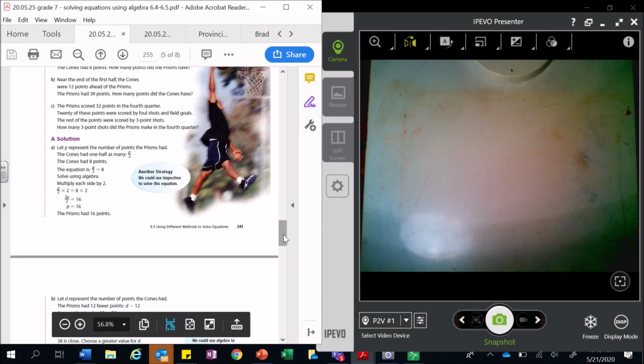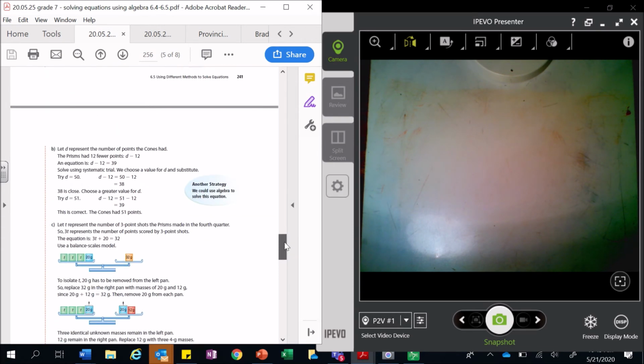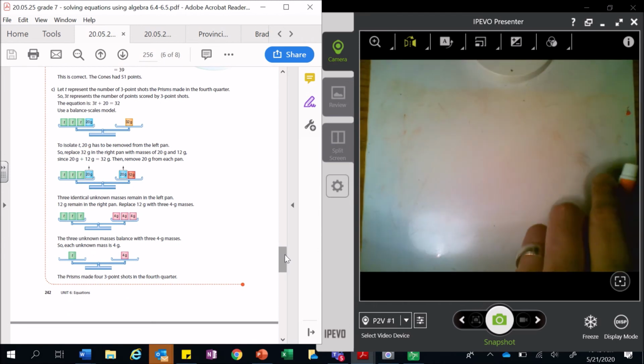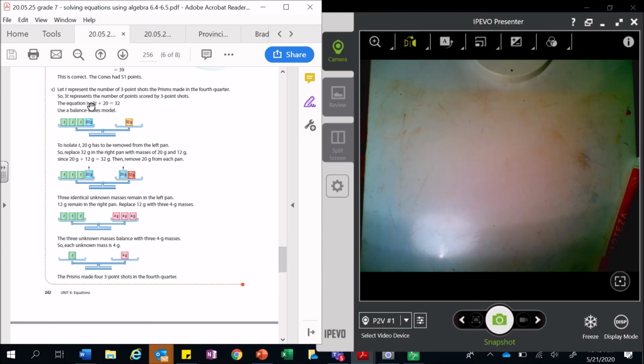Now, there are more solutions right here. You can see what I did on the video, and you can also compare to the book. Here it also shows you how you can do it with tiles. You can see T is 3-pointers. We know there's 3 points each, plus the 20 equals 32. So there were 3 points for each 3-pointer, so we know there's 3 times T plus 20 equals 32. Well, let's get rid of the 20 on both sides. We end up with 3 times however many 3-pointers, and we can see that divides into 4 each. So how many 3-pointers? There were 4.